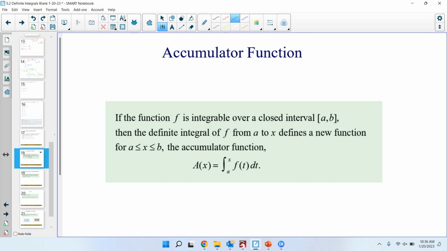Another thing you have to understand is how the integral becomes what's called an accumulator function. The AP test loves to test your understanding of this. I've already hit on it. If you find the area under a miles per hour graph, you're finding the miles accumulated, right? If you find the area under a barrels per hour graph, you're finding the number of barrels that have been accumulated. That's the idea. An area, the integral, is an accumulator function. It's going to have a ton of applications for us.